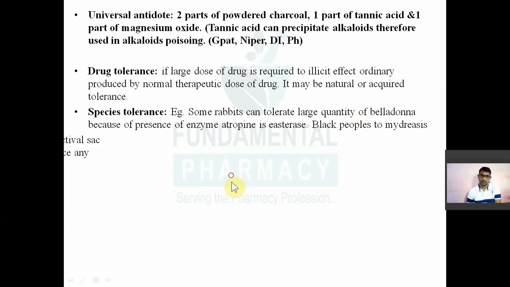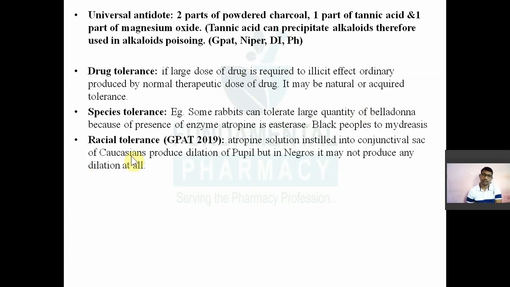Now the next one is racial tolerance. Okay, GPAT 2019 asked a question about this, as it is. So racial tolerance: for example, atropine solution instilled into the conjunctival sac of Caucasians produces dilation of the pupil, but in Negroes it may not produce any dilation at all. So this is known as racial tolerance.